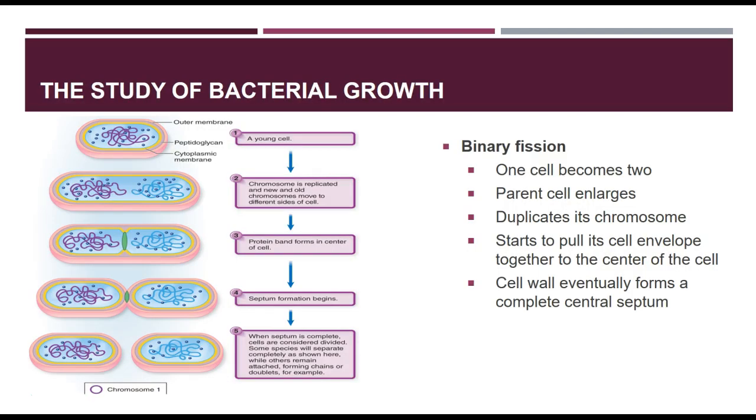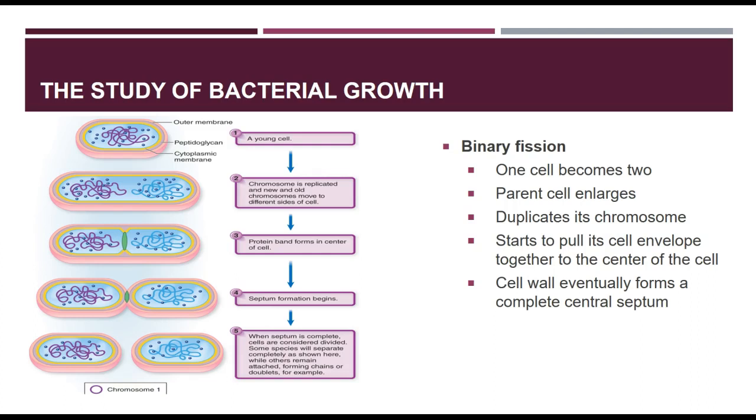So let's first start with how bacteria grow, how we produce more. Bacteria grow and reproduce through a process called binary fission, where one cell becomes 2 cells. We start with one cell, typically a young cell, and that cell goes through the normal growth processes of a cell. Once it reaches a certain size, it's going to duplicate its chromosome and make 2 copies.